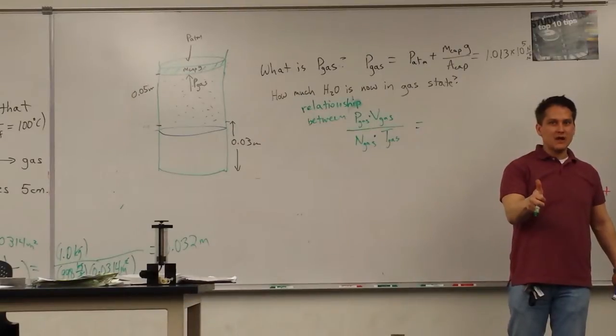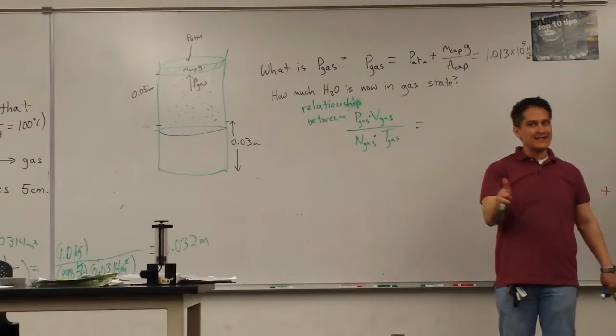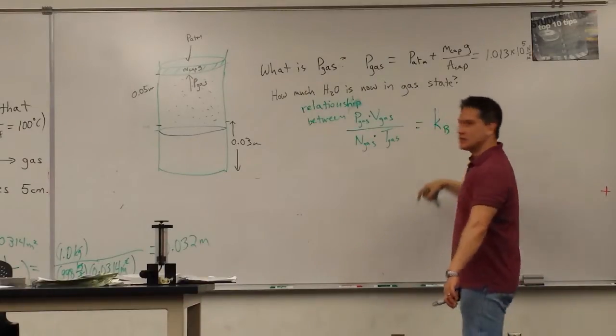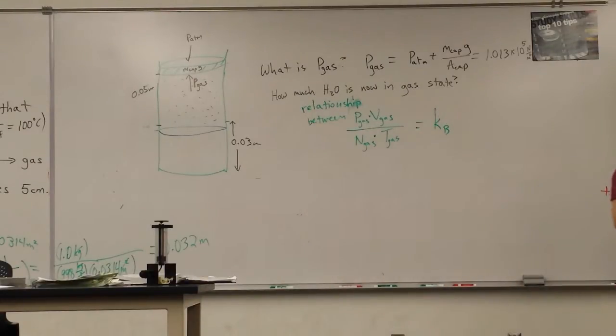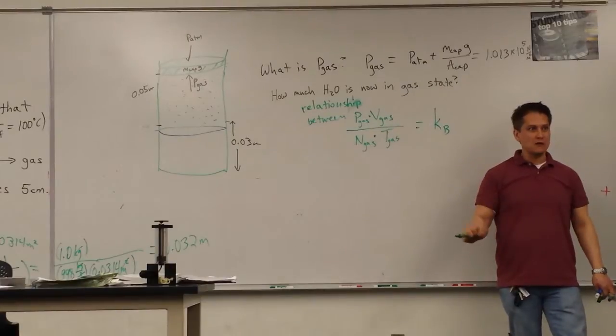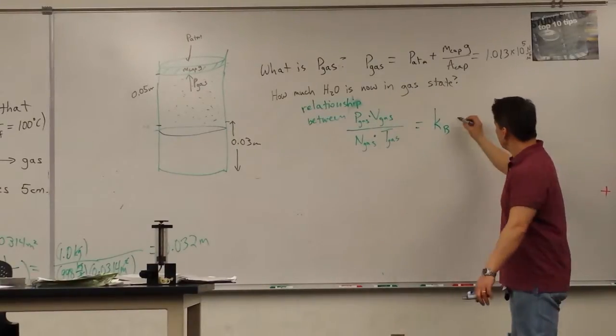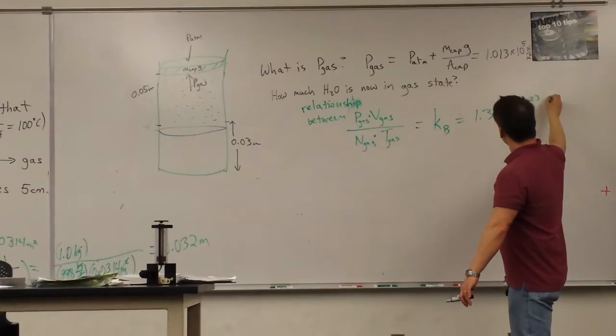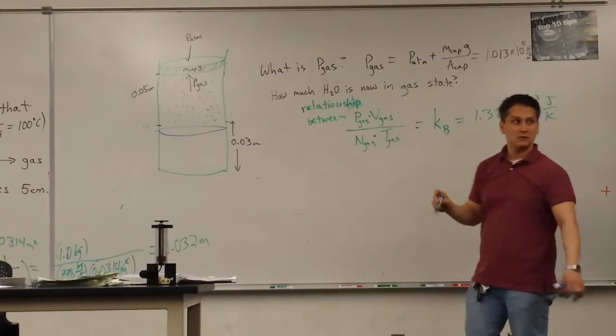And we've already seen that value before, but we didn't necessarily assign all of its importance. It always equals the Boltzmann constant. You may have seen it in its molar form, but we're going to use it in its very physical Boltzmann constant form. Okay? This is 1.38 times 10 to the negative 23rd joules per Kelvin.